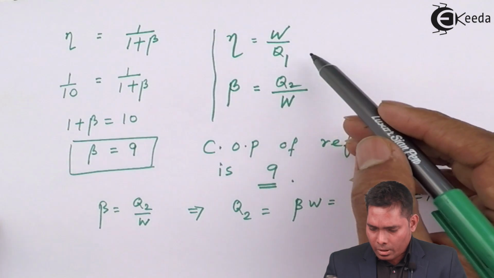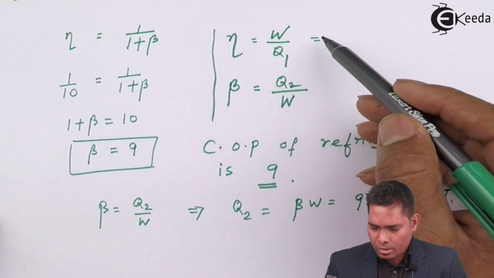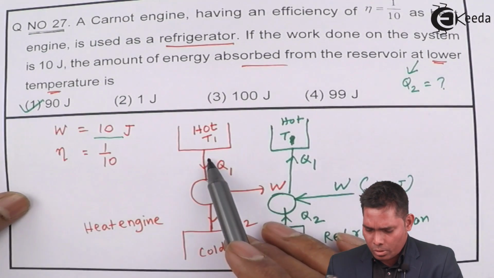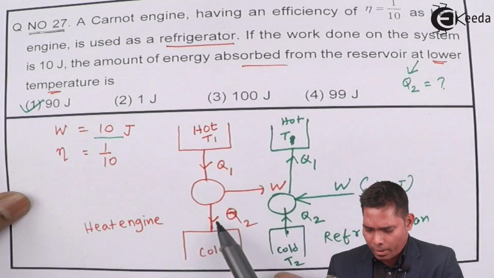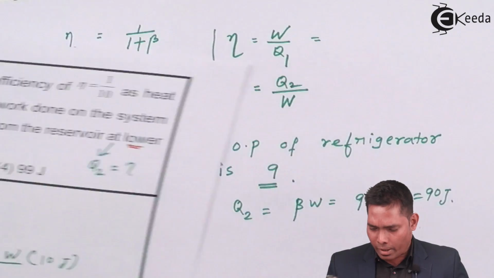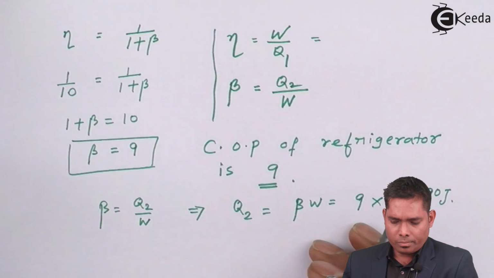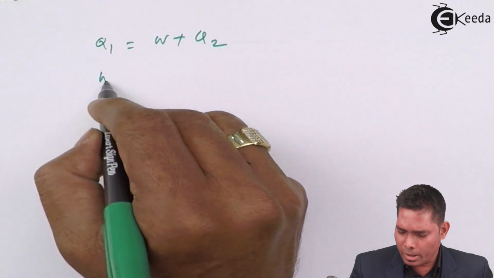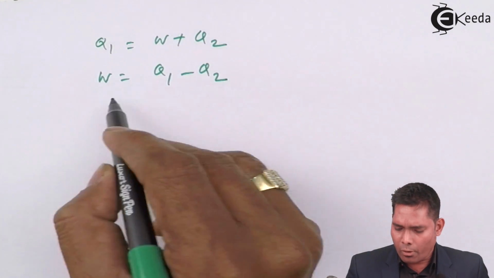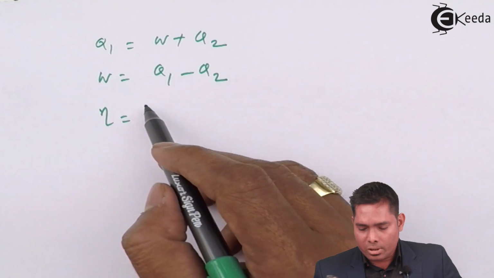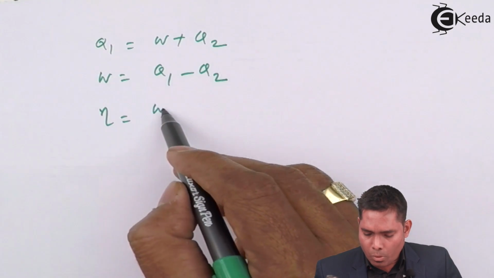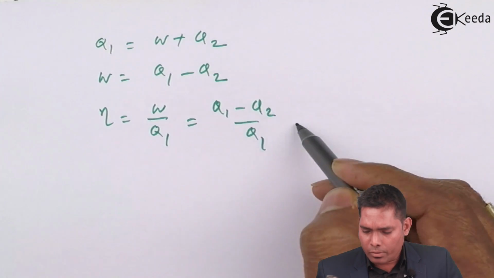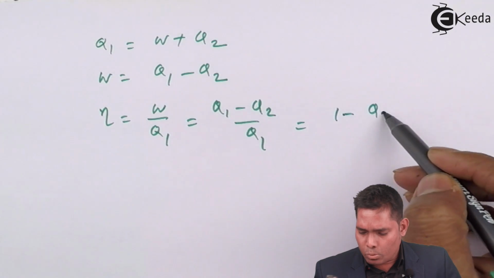Here, if I use this flow of heat, you can see that this Q1 is actually divided into two parts, W plus Q2. I can write that Q1 is actually W plus Q2. So from here W is Q1 minus Q2. Efficiency of the heat engine is W upon Q1. W I can write as Q1 minus Q2 by Q1, which is 1 minus Q2 over Q1.